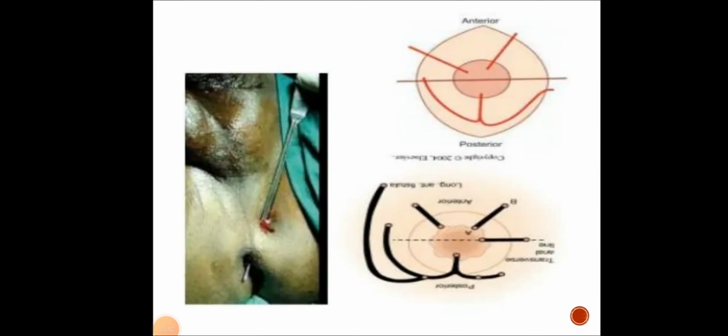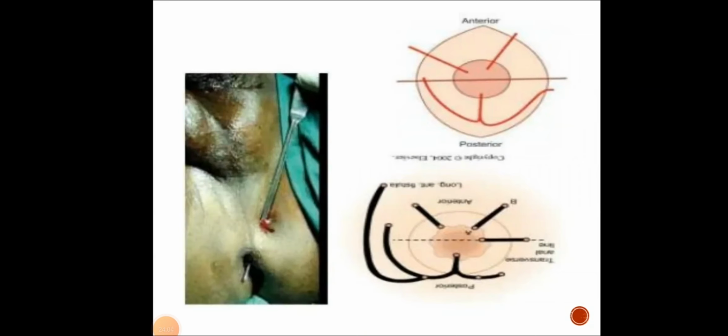And later, unhealthy granulation tissue will be present, that has to be scraped off, or else the whole tract can be excised also. Later, the cavity has to be packed, and healing will take place by granulation tissue. That is the treatment for low level fistula. For high level fistula, fistulotomy is suggested based on the types.